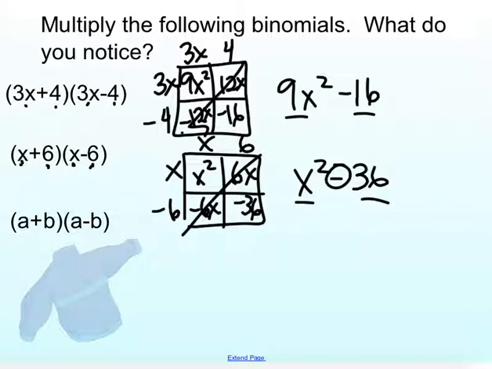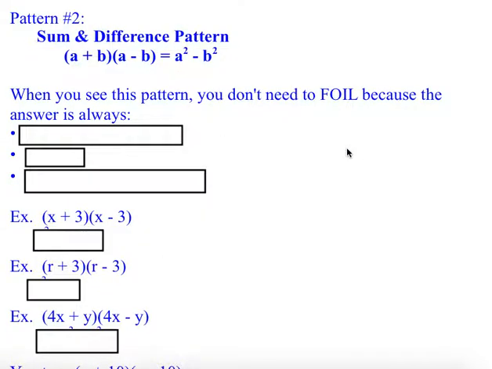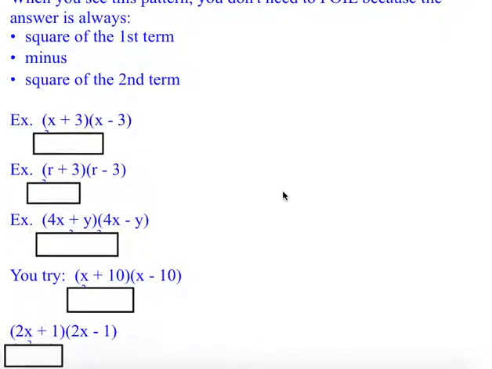So in our next one, all we have to do is say, I'm going to square my first, square the second, and subtract between the two, because we know that linear term is going to go away. So this is the pattern, pattern number 2. It's called the sum and difference pattern. I call it difference of squares. But when we see this pattern, we don't have to FOIL, because the answer is always the square of the first minus the square of the second.